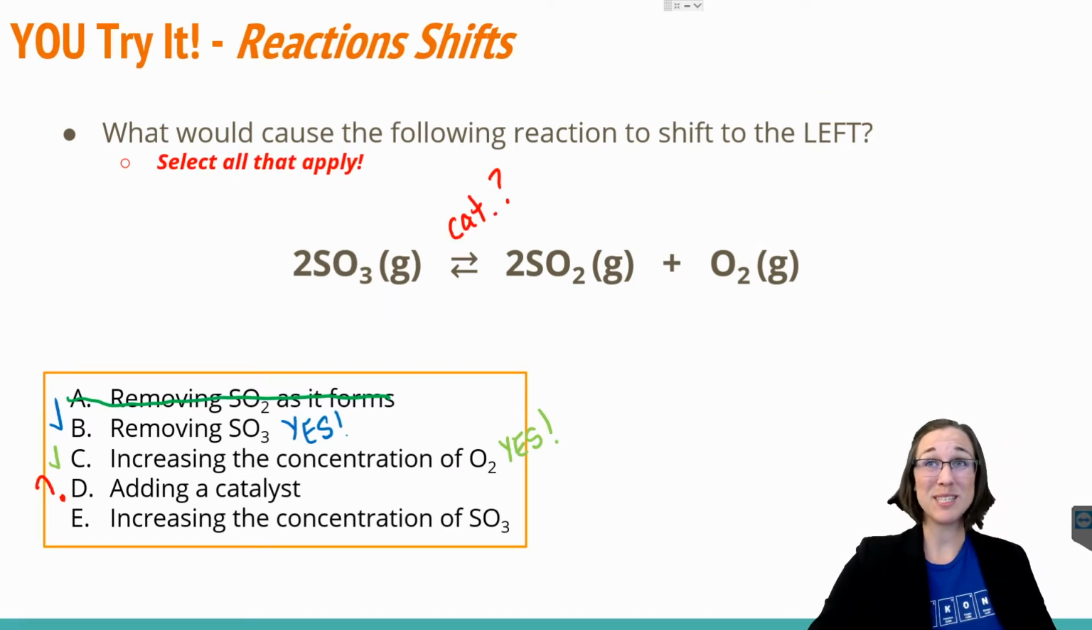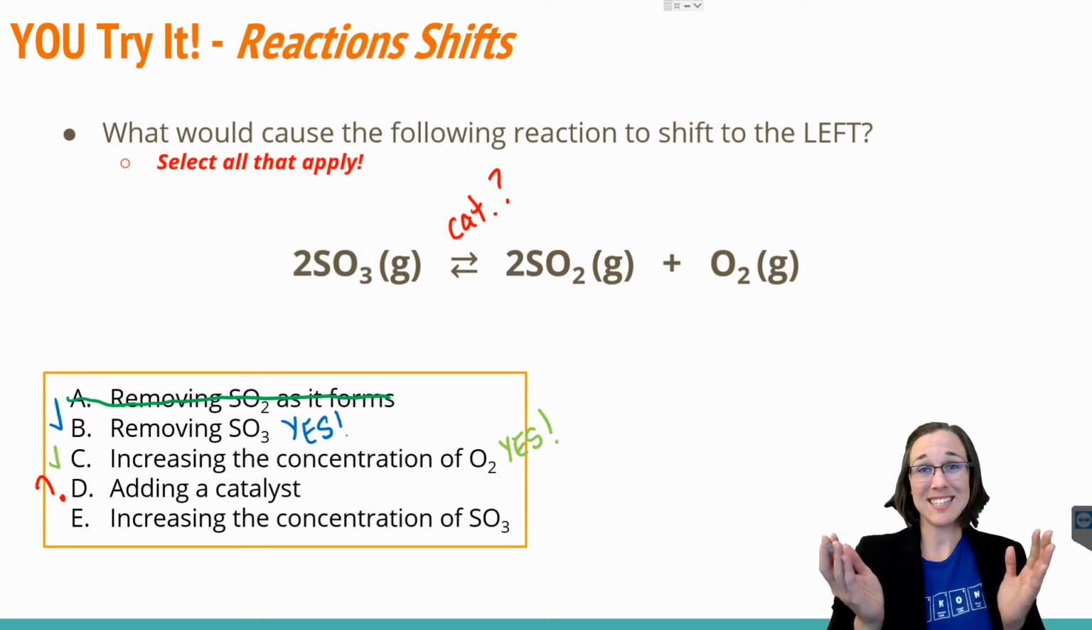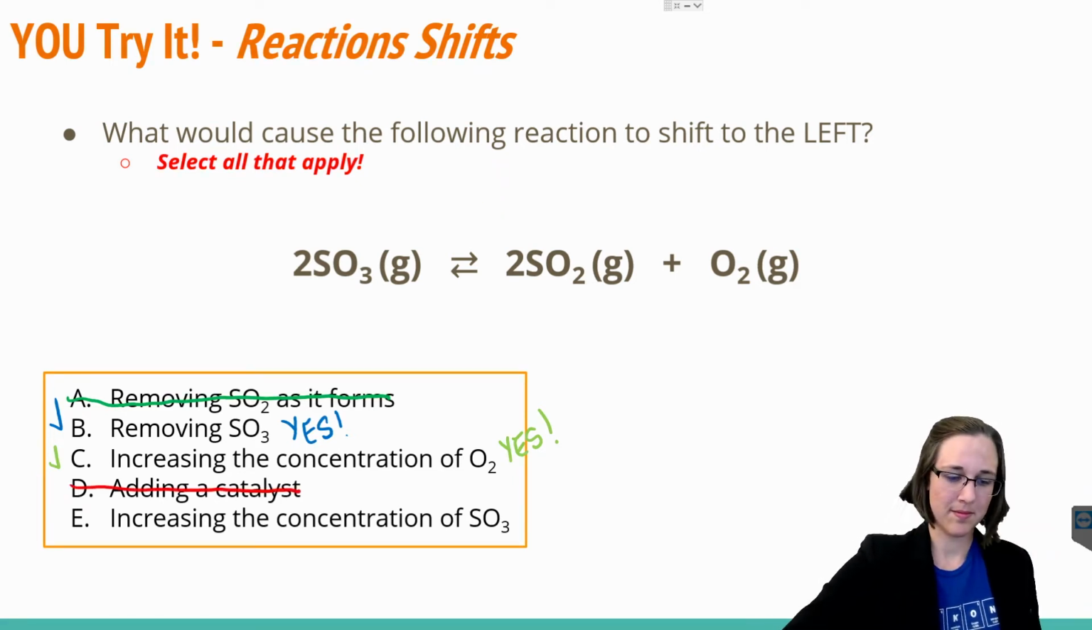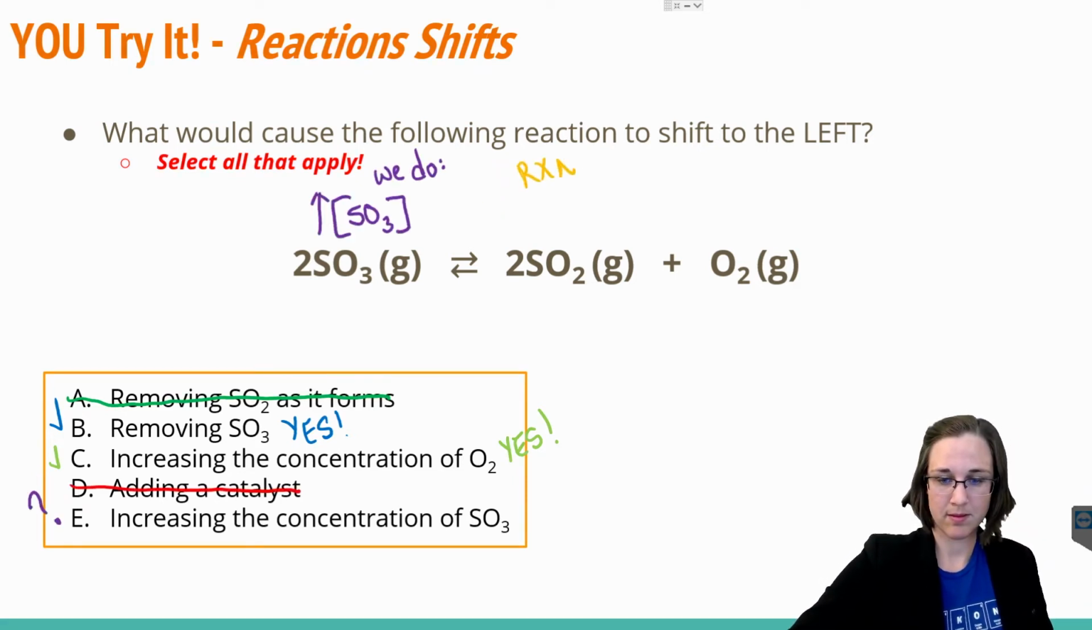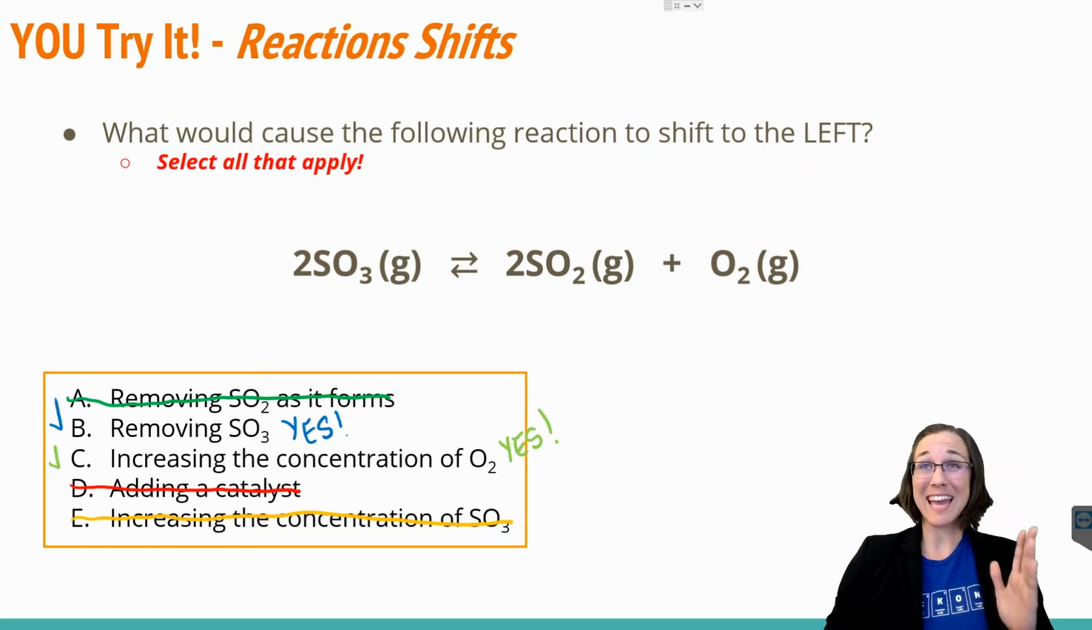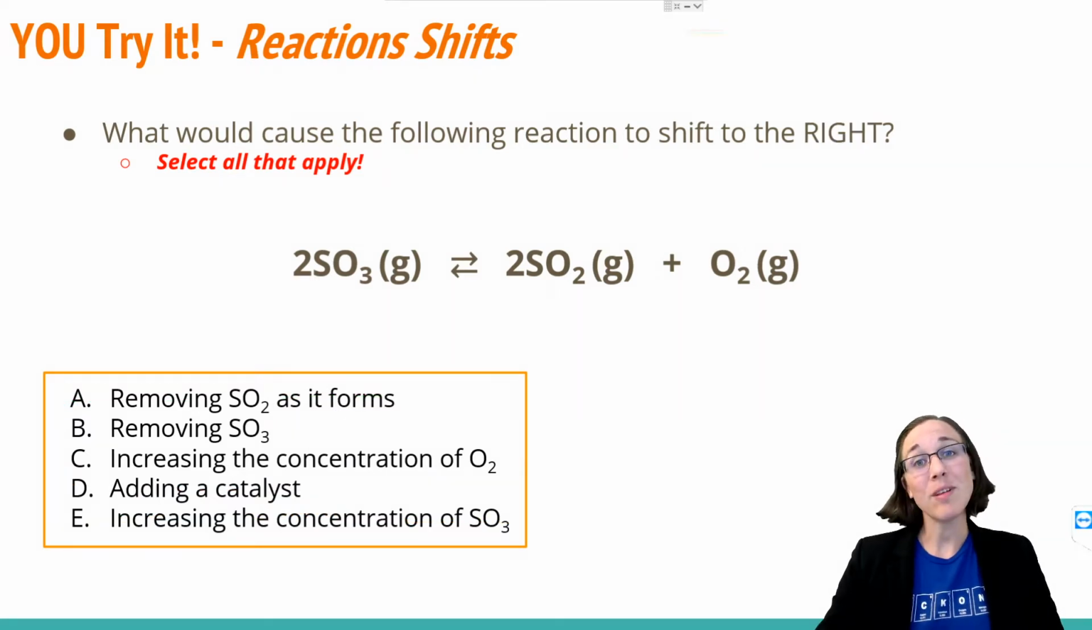Remember, just as we said before, the catalyst is going to speed it up in both directions, so essentially it does nothing in terms of shifting the equilibrium. Alright, hopefully you got B and C as your two answers that would help this reaction shift to the left, back to the reactants.